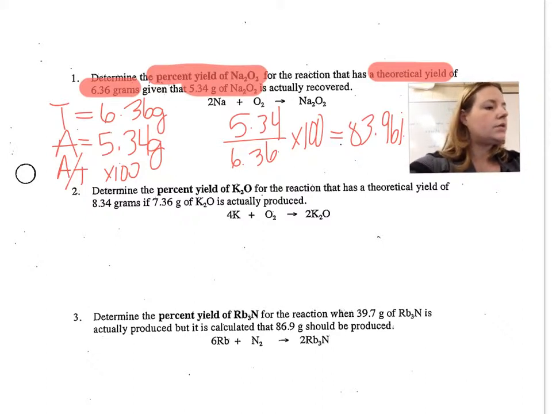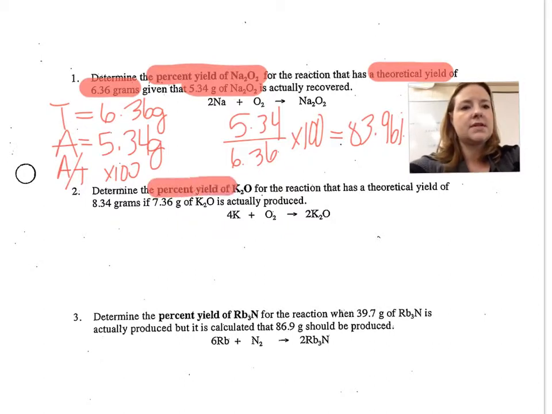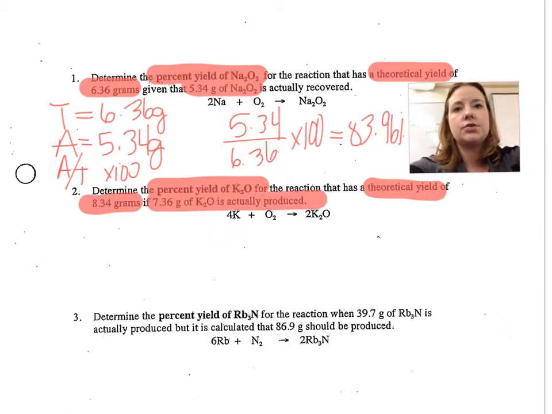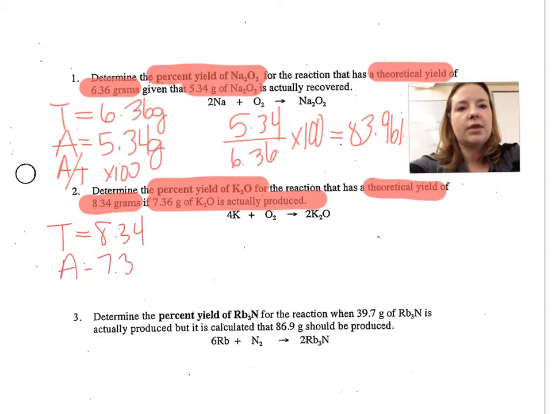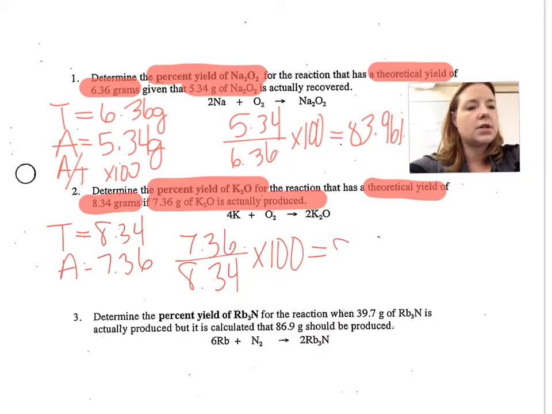So number 2, again, I'm going to highlight some different things. Percent yield, my theoretical 8.34, 7.36 of my actual. So I'm going to lay that out. My theoretical is 8.34. My actual is 7.36. So your setup, if you did it correctly, should be 7.36 divided by 8.34 times 100, and you should get 88.3%.